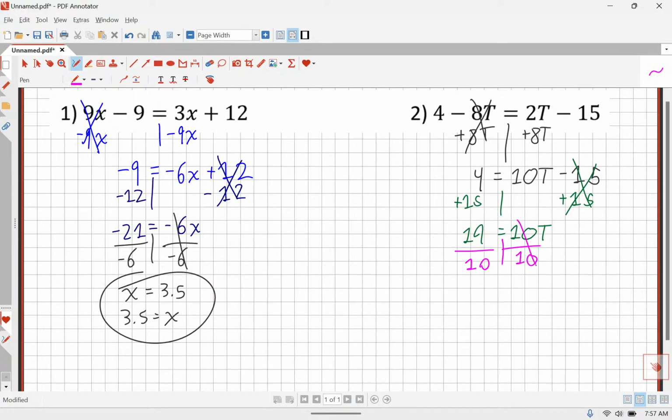Ooh, close. We want to divide it by the 10. That's okay, because I actually see that mistake all the time where you divide it on these one-step equations.